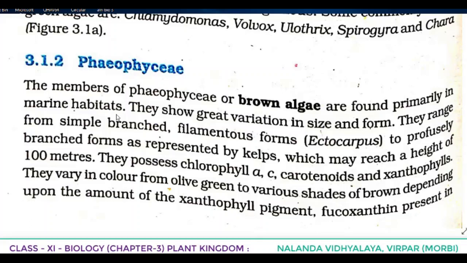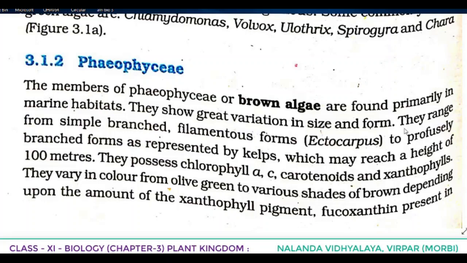As we discussed in the case of Chlorophyceae, they are commonly known as green algae. So here Phaeophyceae are commonly known as what? Brown algae. And they are found primarily, mainly where? In marine habitats. They show great variation in size and form. In their size, in their form or structure, they are varying.